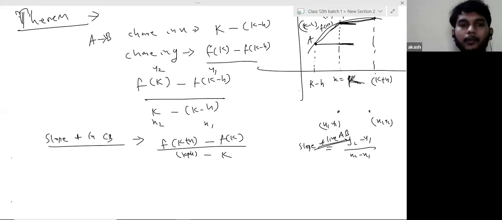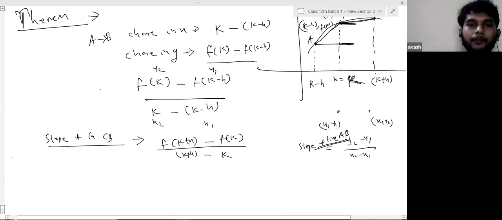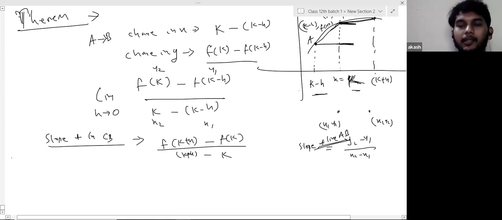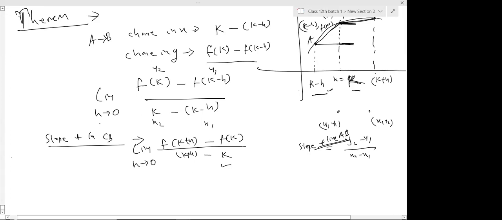Now differentiation calculates this change when the change in x is very small. So I can write limit h tending to 0. That means the change in x, right? This is k minus h, this is k. So change is h. If I make this change almost zero, then I can say this is the left hand derivative, and this is the right hand derivative. All right. Yes, sir. So I think this is clear to everyone.